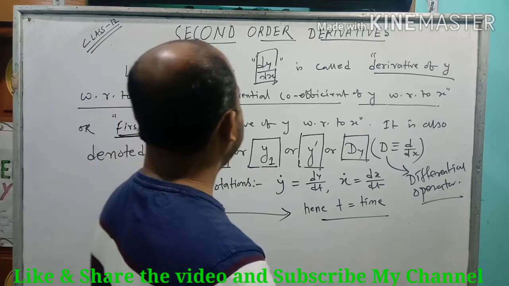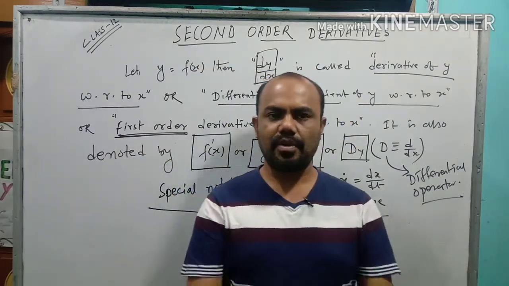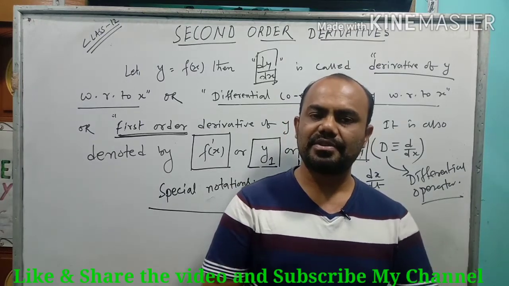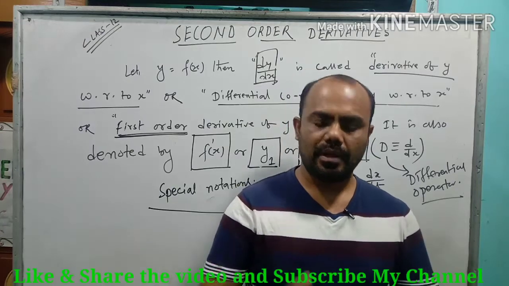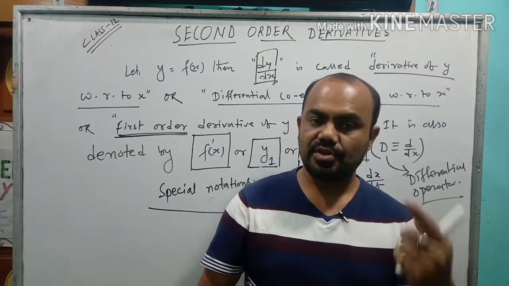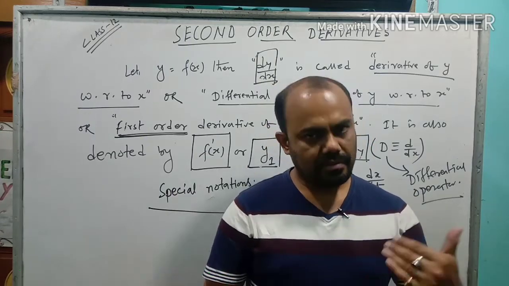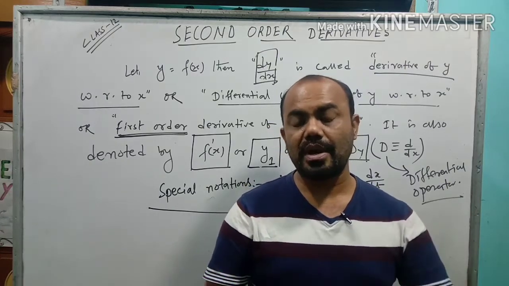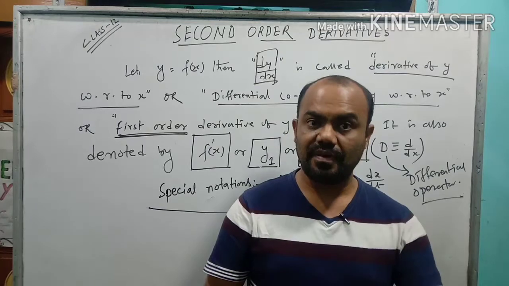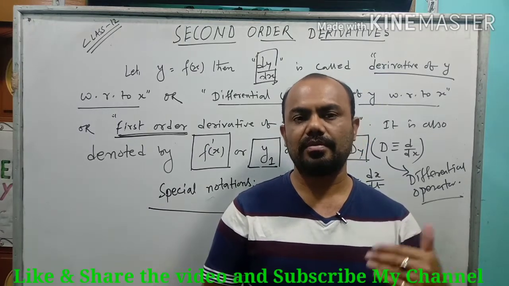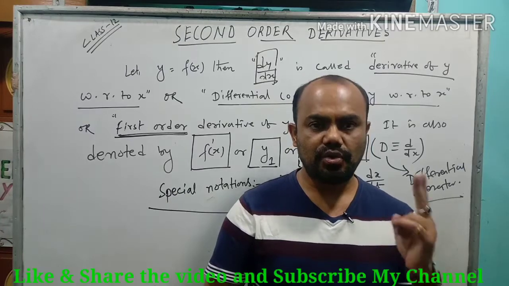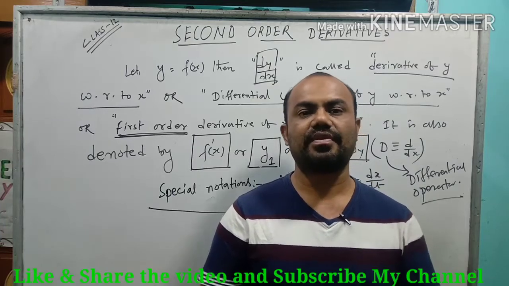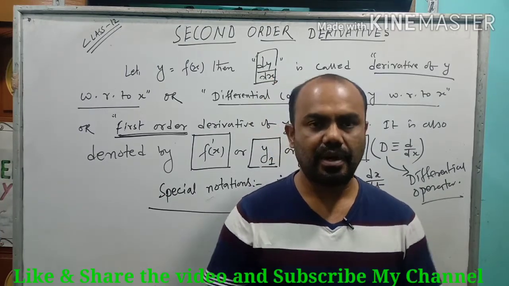Now let us see what is second order derivative. As I have told earlier, dy by dx means one time derivative of y, that is y is differentiated only once. Now the same y can be differentiated twice. Say y is given anything, then we find dy by dx. Now the derivative of dy by dx, that is when y is differentiated twice, this value is called second order derivative of y with respect to x. That is twice differentiation of y is called second order derivative.